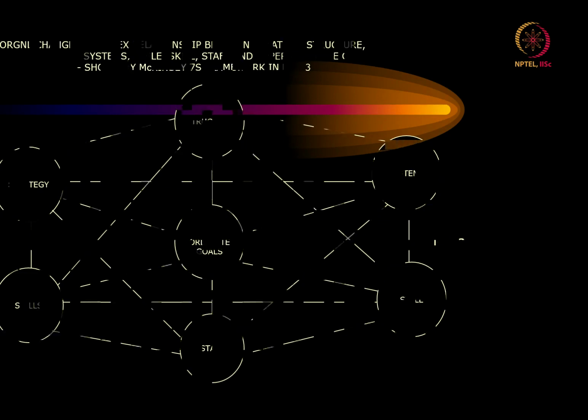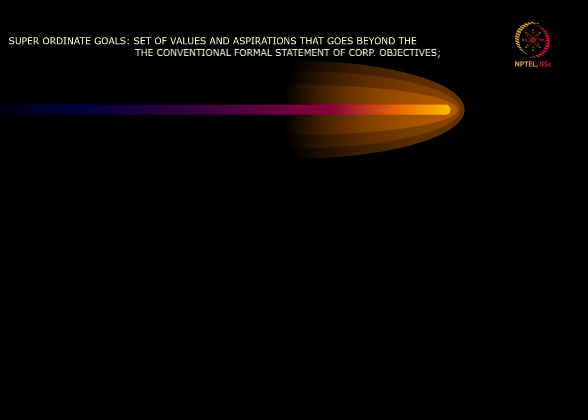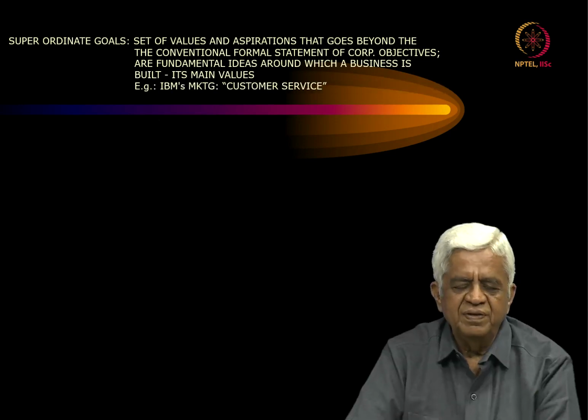The question is, what is the superordinate goal? The superordinate goal in an organization refers to a set of values and aspirations that goes beyond the conventional formal statement of corporate objectives and fundamental ideas around which a business is built. In other words, they represent the main values of the organization.